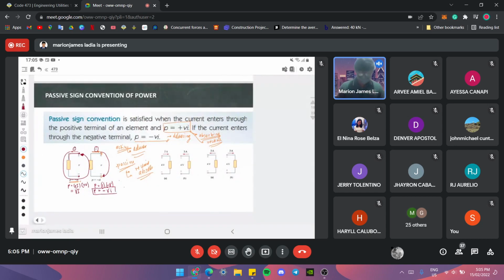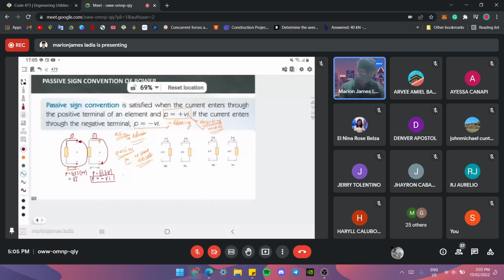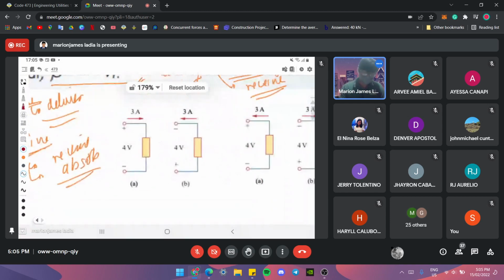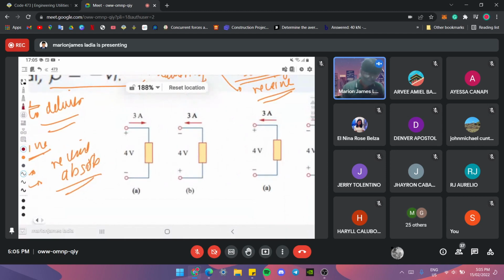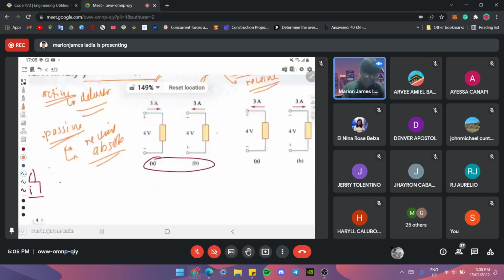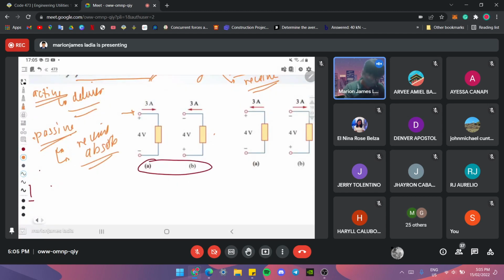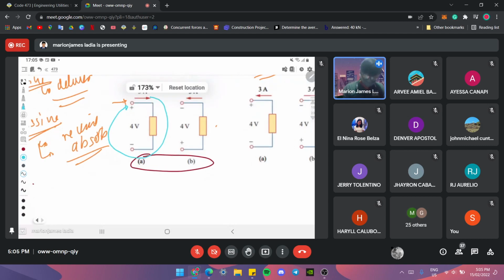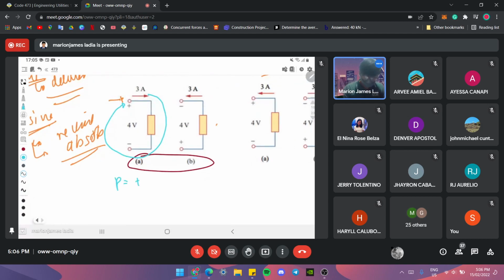So, let's test our theory, whether it is correct or whether it works. Take note that these two circuits are equal. They're the same. How did I say that? As you can see, your 3 ampere is entering our positive terminal. Entering the positive terminal, if I rotate this, it enters, right? Therefore, we have power equal to positive 3 multiplied by positive 4, since it entered the positive value of our voltage, which is equal to positive 4 volts. Therefore, we'll have 12 watts.